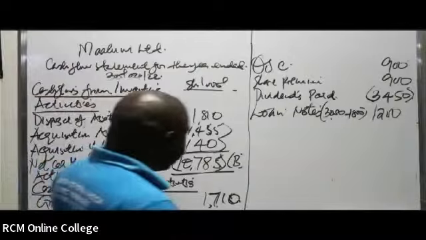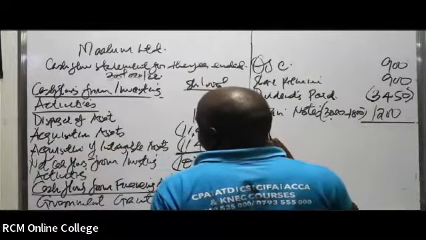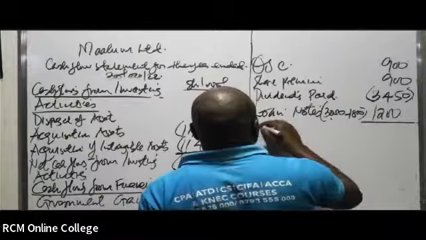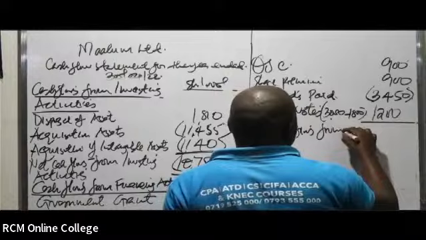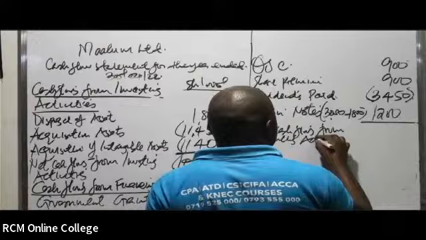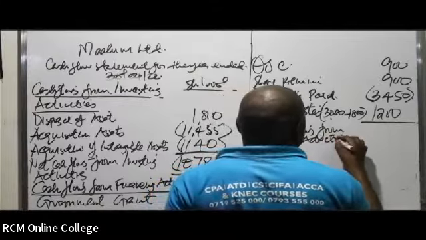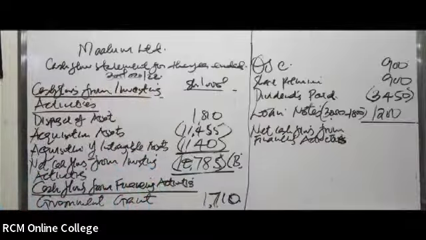With these items, you should be able to get the net cash flows from financing activities. There's a figure you'll be able to get: 1710 plus 1,800 minus 34 plus 1,200.